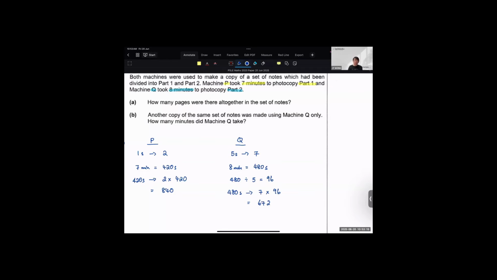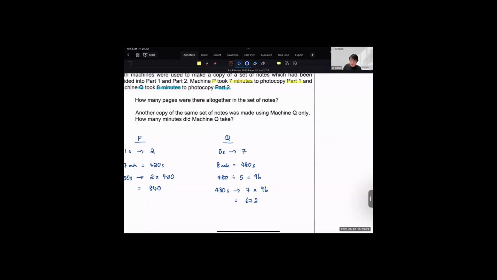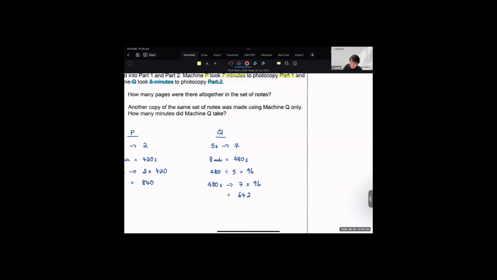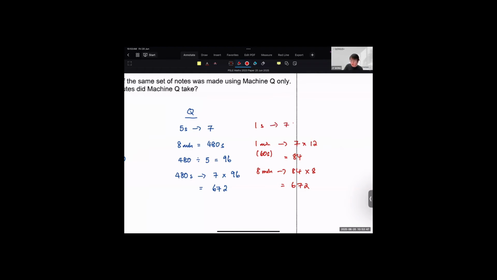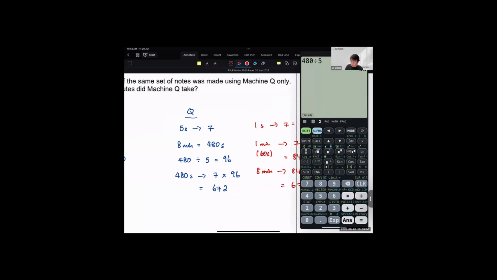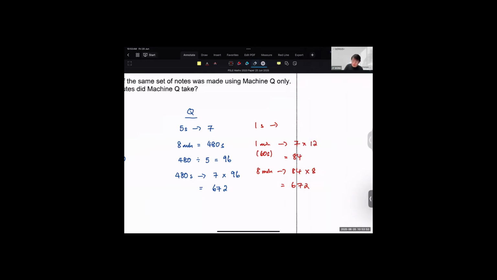But there are other ways to do this. You don't have to do it this way. Some of you will find 5 seconds, right? Then from 5 seconds, you will find, for example, 1 minute, which is 60 seconds. So 1 minute, you should know is times 12. You will take 7 times 12 to give you 84. And then from here, to find 8 minutes, you will take 84 times 8, which will give you 672. Multiple ways of processing it. Some of you won't even do this. You will tell me in 1 second, you will get 7 divided by 5, which is a nice enough number, right? You will get 1.4 pages. Also can. I leave it to you which method you prefer.